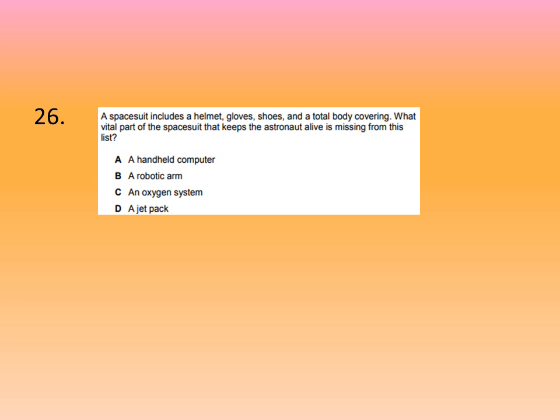Number 26. A spacesuit includes a helmet, gloves, shoes, and a total body covering. What vital part of the spacesuit that keeps the astronaut alive is missing from this list? A. A handheld computer. B. A robotic arm. C. An oxygen system. D. A jetpack.